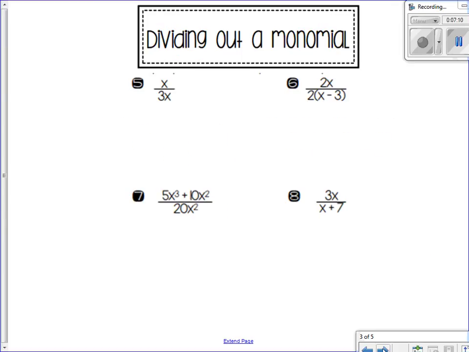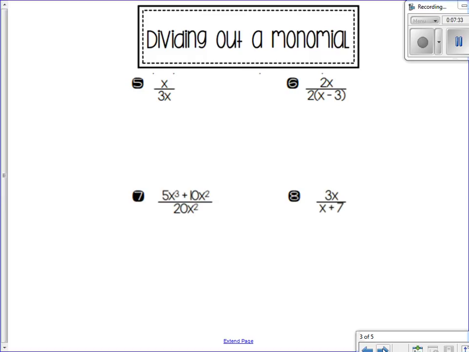All right, moving on. Dividing out a monomial, meaning let's see if we can find us a greatest common factor, or a GCF as we used to call it. All right, things they have in common. When we look at number 5, I'm looking for things that might be the same on the top as they are on the bottom, because when that happens, that means I get to cancel stuff out.